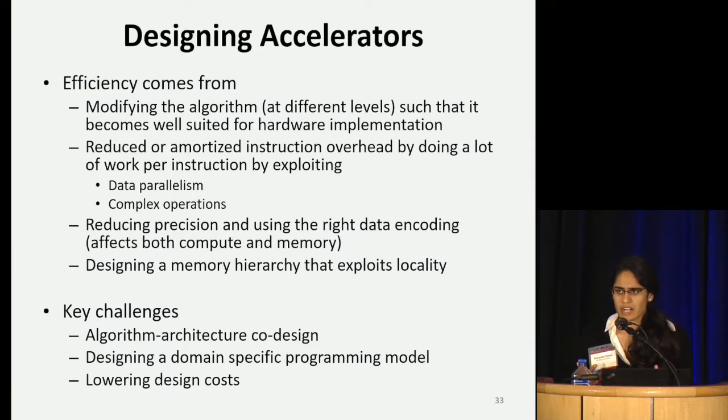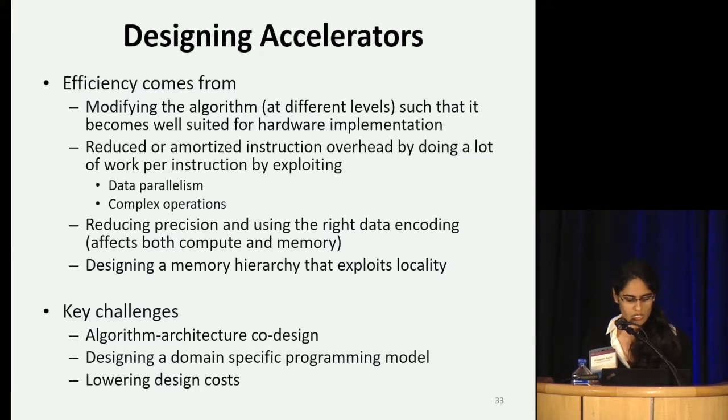I'm going to sum up where efficiency comes from when you design these accelerators, and that also leads to what to look at when you're designing accelerators. One of the biggest places where efficiency comes from is modifying the algorithm itself. As we saw for deblurring, you look at where you can exploit sparsity, you look at where you can reuse computation. So basically, not just taking an algorithm and mapping it as is, you have to drill down deeper into what the algorithm is doing and figure out ways where you can reduce computation. So, modifying the algorithm at different levels such that it becomes well-suited for hardware implementation.